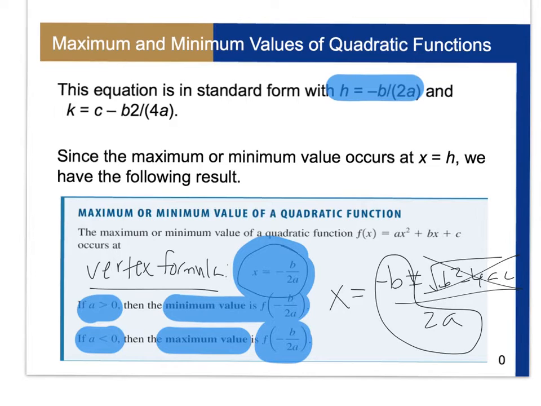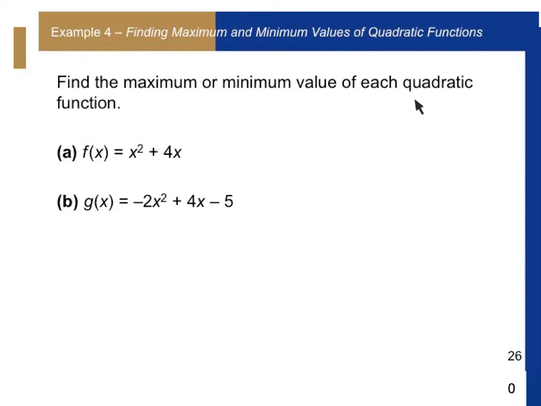Okay, so let's find the minimum or maximum value of each of these quadratics. f of x equals x squared plus 4x, and g of x equals minus 2x squared plus 4x minus 5. This one opens up, so the minimum will be at the vertex.